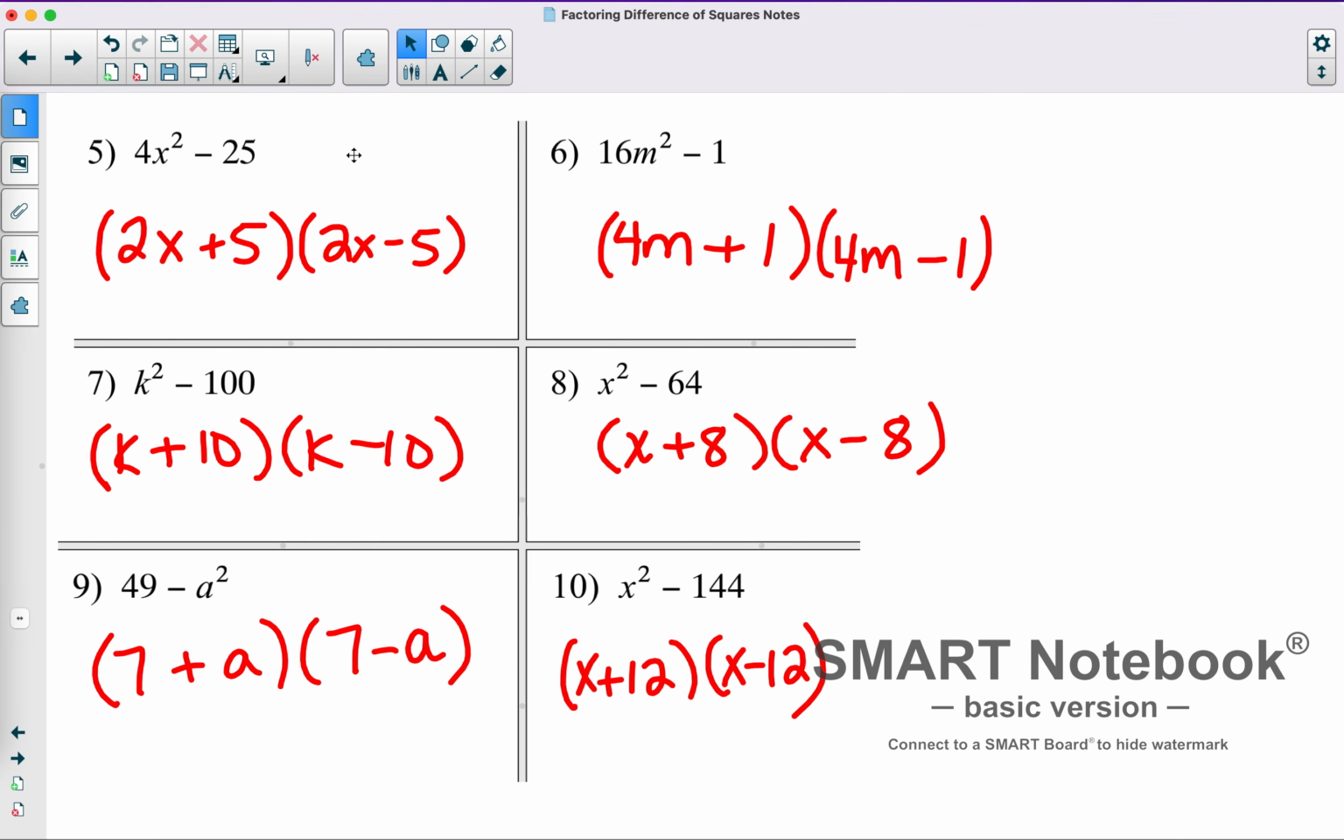Again, with these, you could have a GCF, so you still always want to look for a GCF. That's never going to change. Always make that your first rule of factoring, looking for a GCF. But if there's not one, like none of these had a GCF, you would just continue factoring like normal.